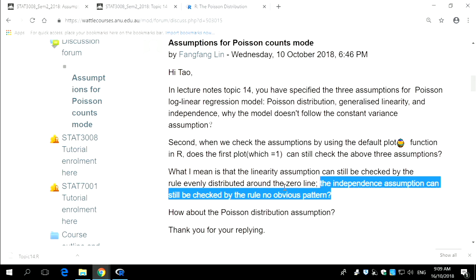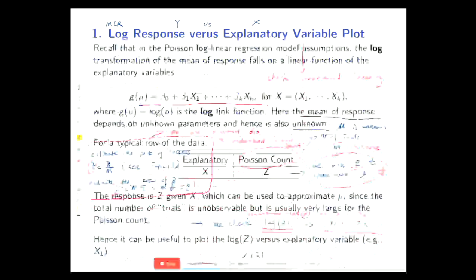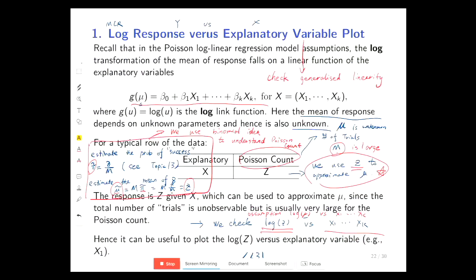Okay, let's start the second part of today's lecture. In the previous lecture, basically, we tried to answer the questions on the discussion forum to make the model diagnostics of the Poisson log linear regression model. And here, we propose to use this log response versus experimental variable plot to check the generalized linearity assumption.